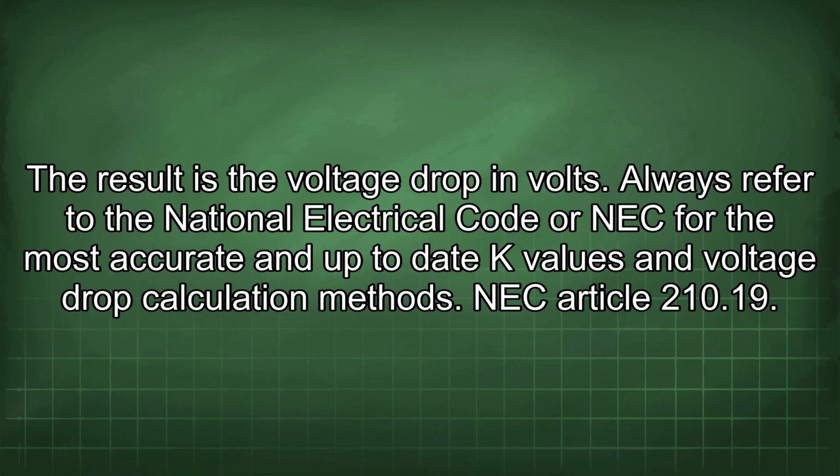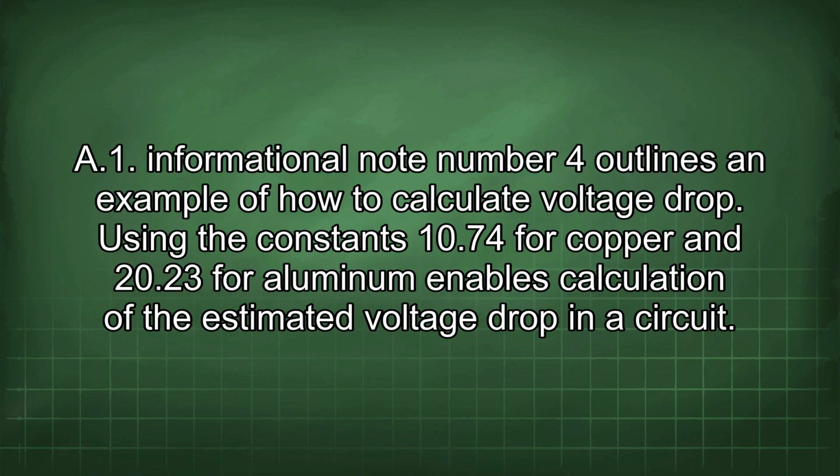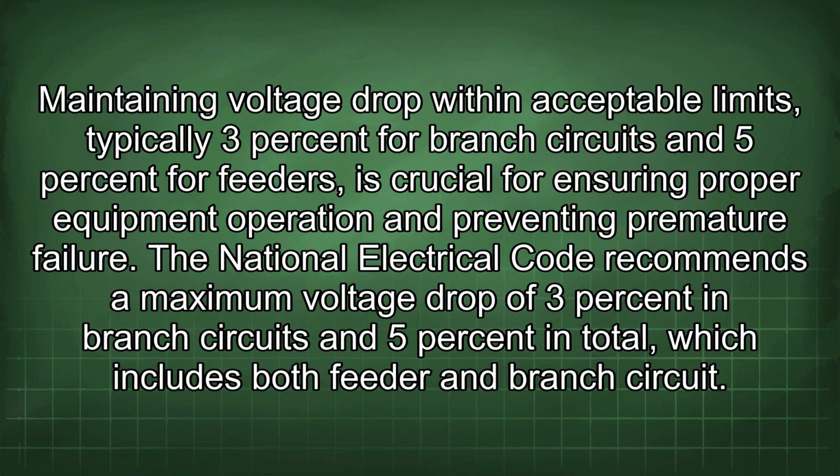Always refer to the National Electrical Code or NEC for the most accurate and up-to-date K values and voltage drop calculation methods. NEC Article 210.19(A)(1), Informational Note number 4 outlines an example of how to calculate voltage drop. Using the constants 10.74 for copper and 20.23 for aluminum enables calculation of the estimated voltage drop in a circuit. Maintaining voltage drop within acceptable limits, typically 3% for branch circuits and 5% for feeders, is crucial for ensuring proper equipment operation and preventing premature failure.